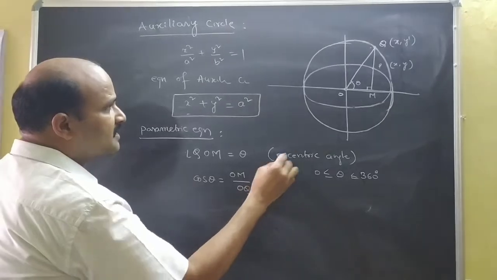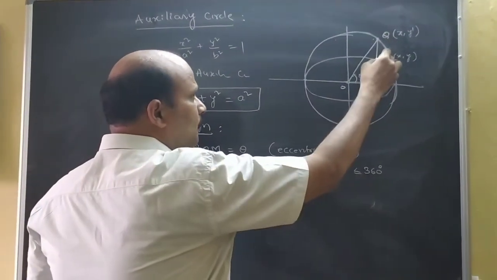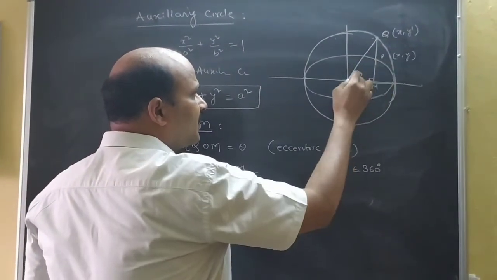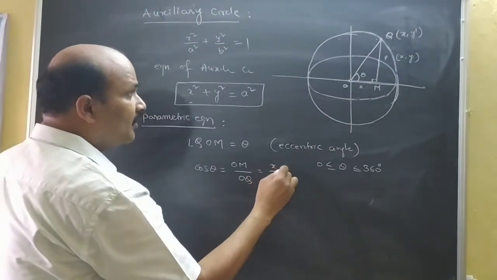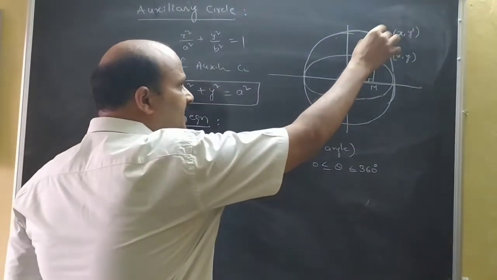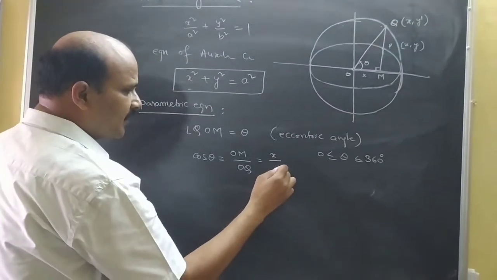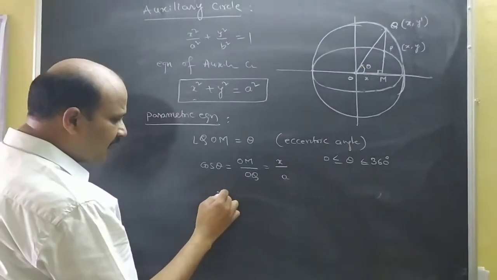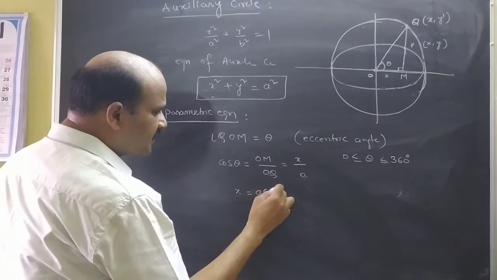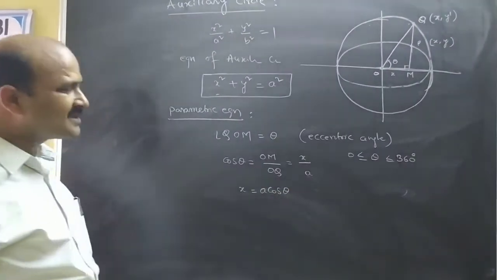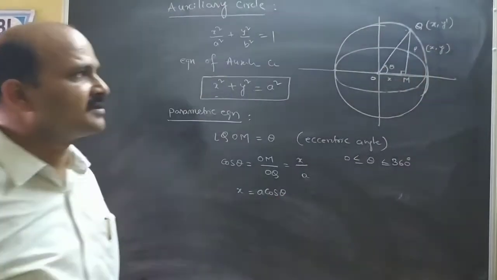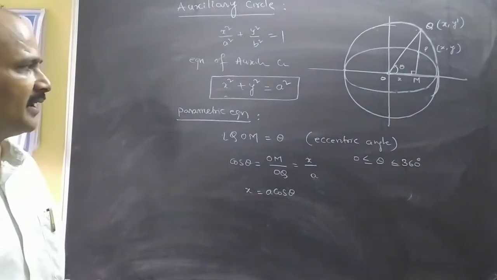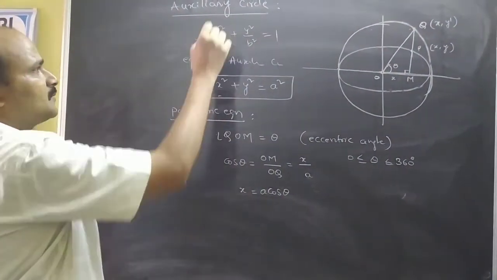Now OM means, with respect to this OM, the x coordinate element is x. Now this x by OQ, where OQ is the radius of the auxiliary circle, becomes a. Therefore x is equal to a cos theta. So x is a cos theta, and y is any point on this. The point P(x, y) lies on the ellipse.